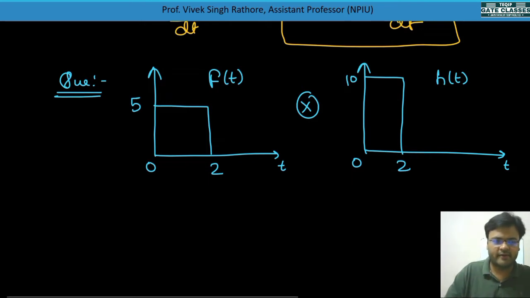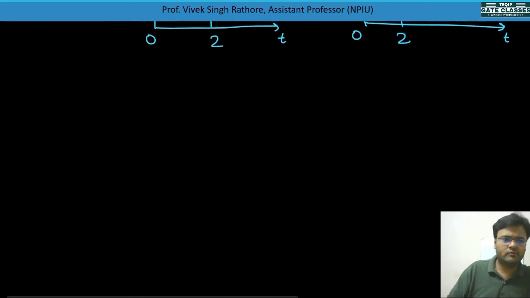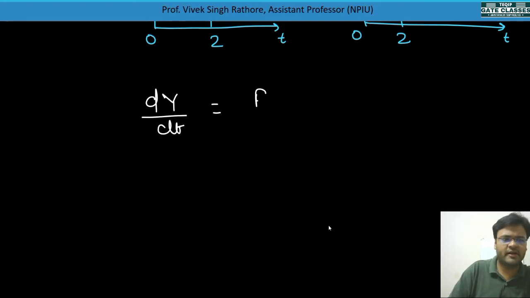Okay, that is fine. Now the easiest way we can do it is, as we know, that dy(t)/dt can be represented as f(t) convolved with dh(t)/dt.